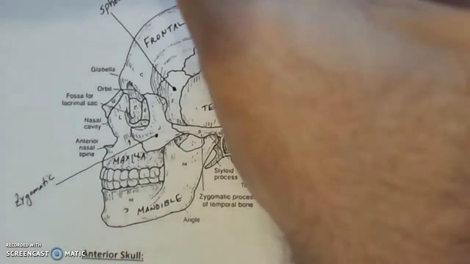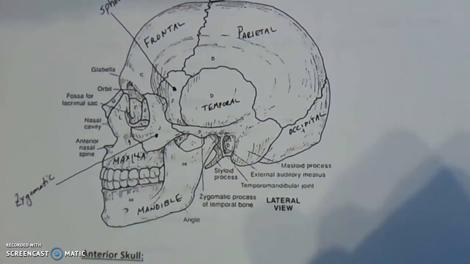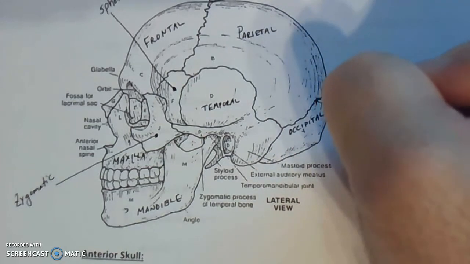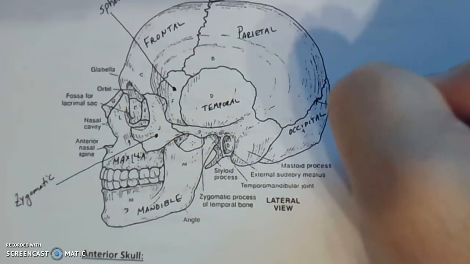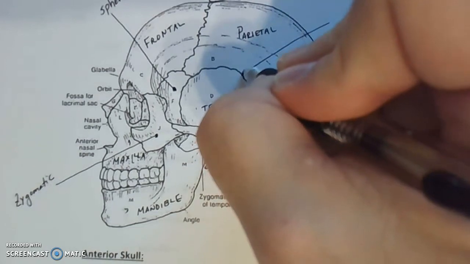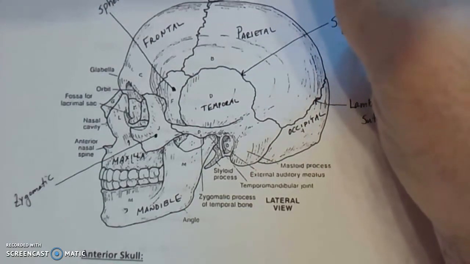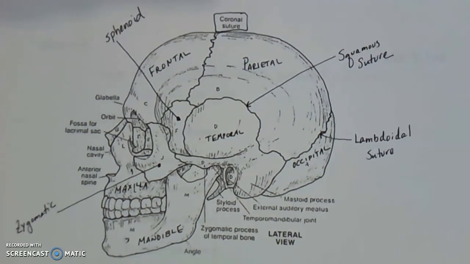If you notice, we also have the coronal suture labeled. We have the lambdoidal suture. And we have one more suture that we're going to identify, and that is this suture right here between the parietal and the temporal. This is the squamous suture. So here we have those.